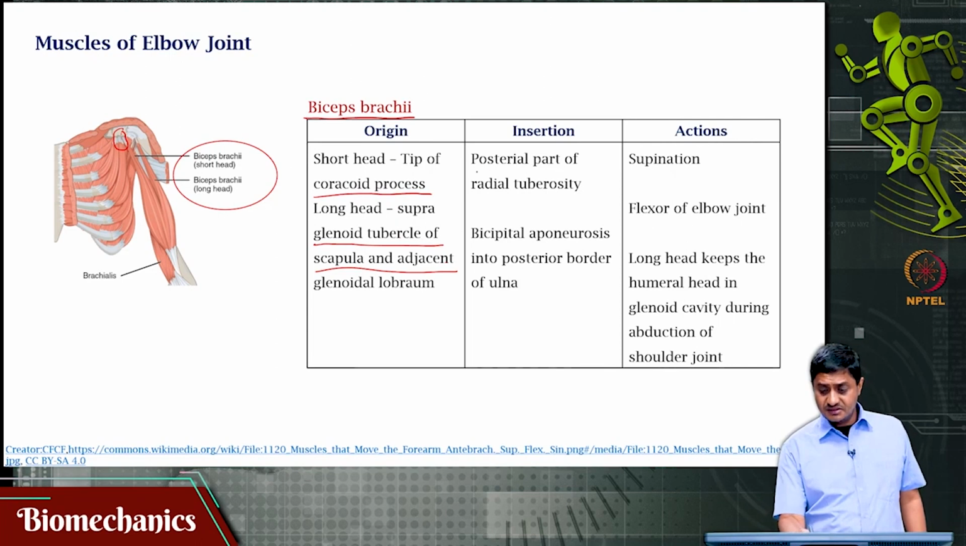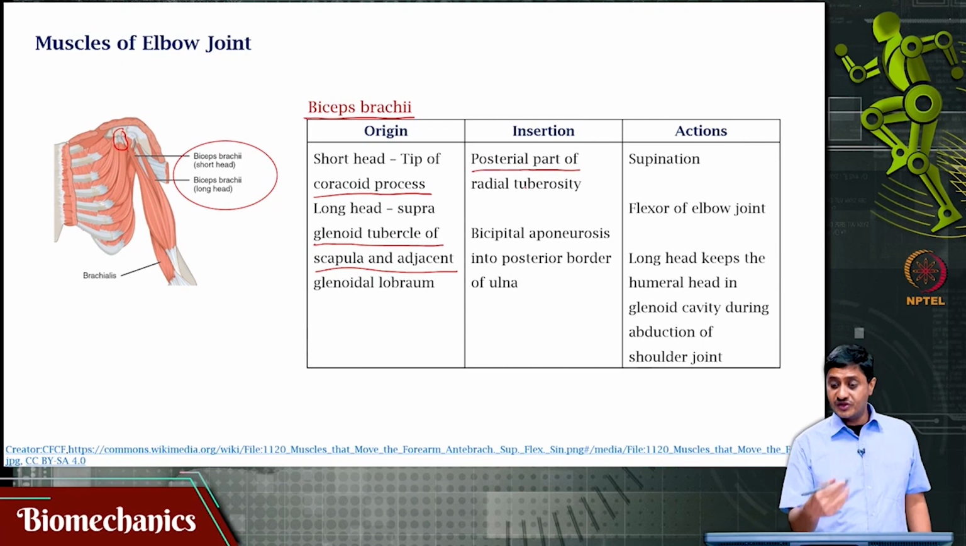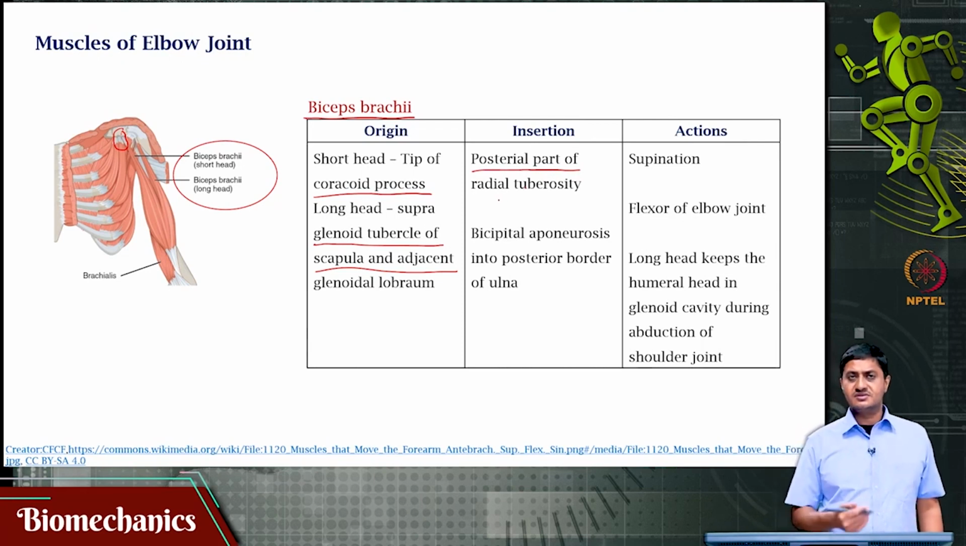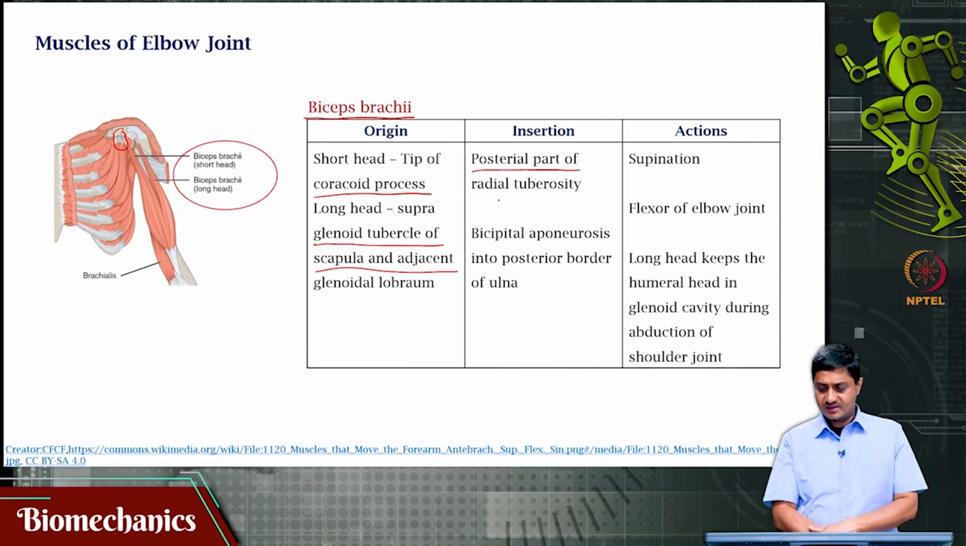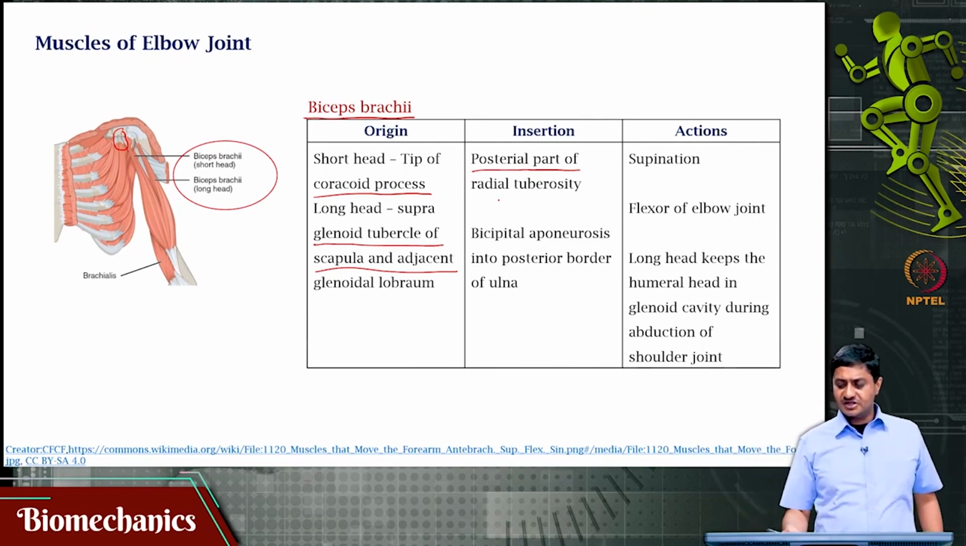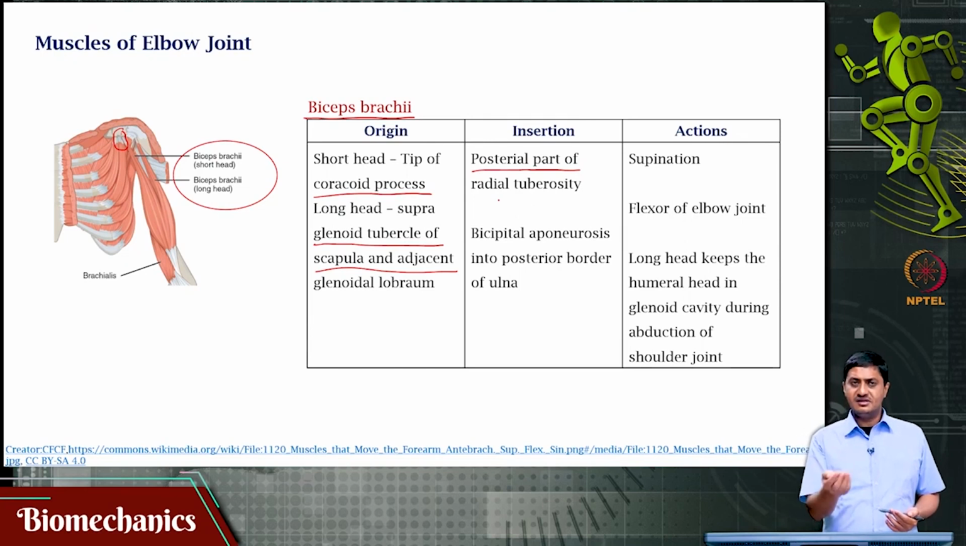The insertion is on the back side, the posterior part of the radial tuberosity. So, the attachment is somewhere on the posterior side, which is here, on the radial tuberosity, somewhere here is where you are looking at, right. The major action is to supinate the elbow joint or supinate the arm.